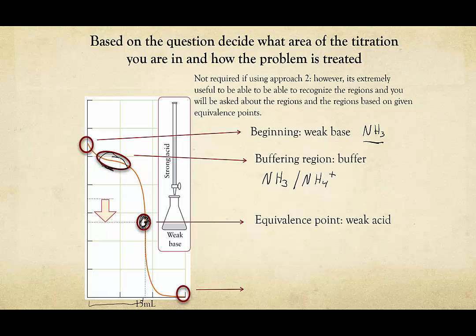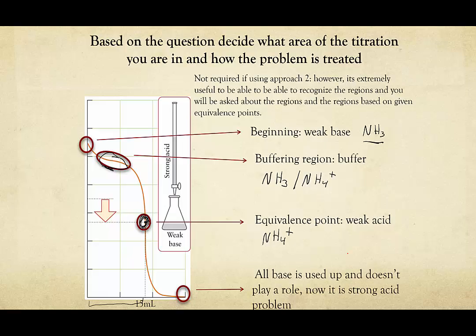As we continue to add more and more strong acid, more of the strong acid reacts with the weak base, and this leads us to the equivalence point. And at the equivalence point, everything has been converted into NH4. This happens when the amount of the strong acid that you have added is equal to the initial amount of weak base.